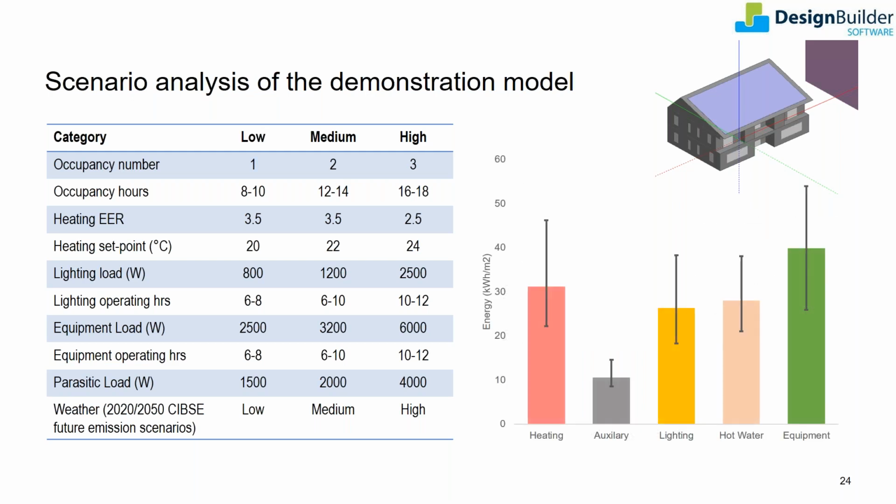The scenario results can also be plotted as box plots for different end uses separately. The graph shows that the bar is the median value and the error line shows the high and low range estimates for each of the end uses separately. So you can know which end use is more susceptible to variation.